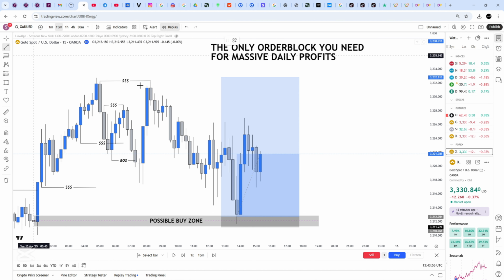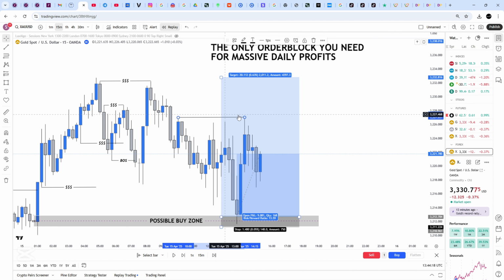Why? Firstly, we have this liquidity pool that is not swept out yet, and a new liquidity pool is formed somewhere here. So the market is coming for this anytime, at any moment. You see this zone? This zone is where more liquidity is lying. And the market is coming for this zone.